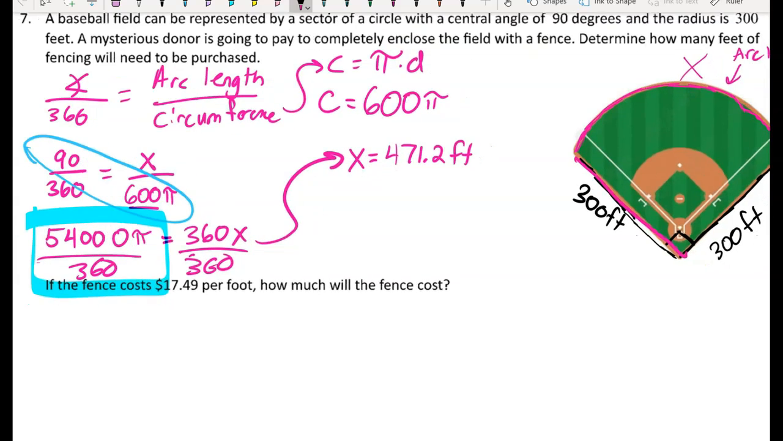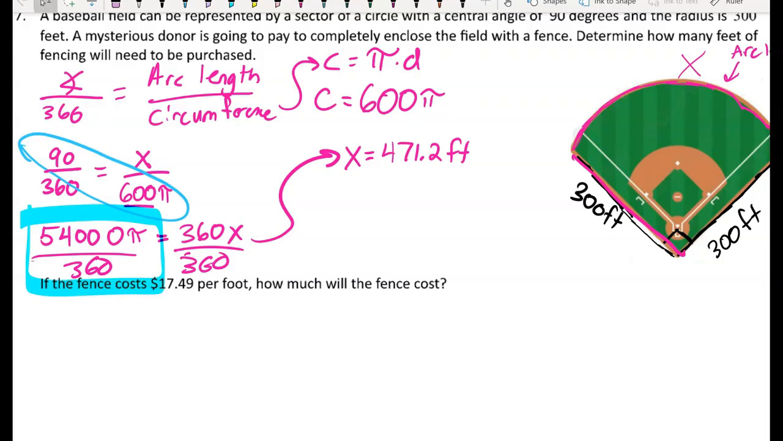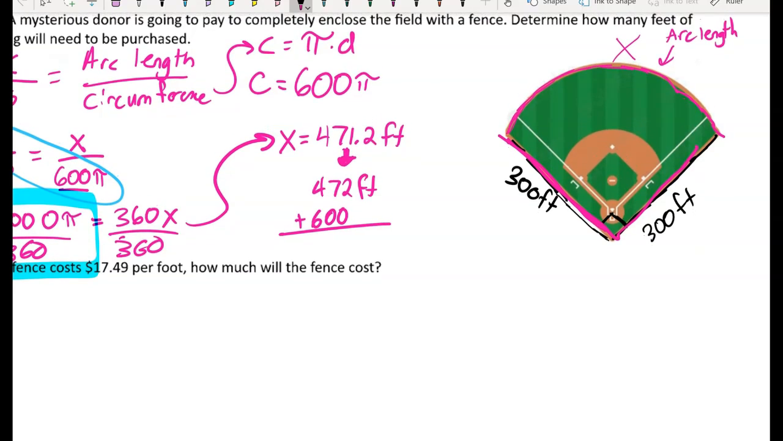Now, if I'm thinking about this realistically, I probably can't buy a tenth of a foot of fencing if I walk into a store. The question's a little ambiguous, so it doesn't really matter if you don't think to do this at this step. I'm going to round that up to 472 feet, because if I buy 471 feet, it's not going to be enough. So that's how much I'm going to need along that arc length. But don't forget that you still have your 300 and 300 along those straight sides on the left and right. So altogether, I'm going to need about 1,072 feet of fencing.